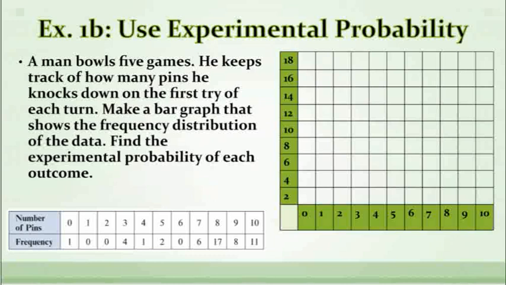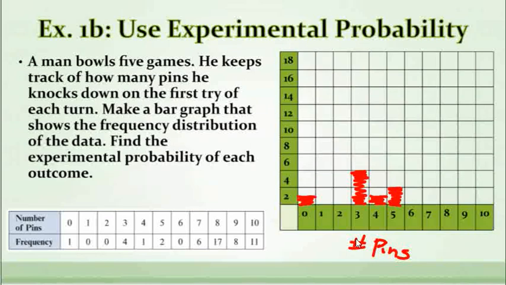So the number of pins is your x-axis. So a 0. How many times did you hit 0 pins? That happened once. So a halfway point. So here, what number of pins? Once was 0, so I don't shade anything. 2 was 0. 3 pins happened 4 times. That'd be 2 boxes. 4 pins happened once. 5 pins happened twice. 6 pins didn't happen at all.